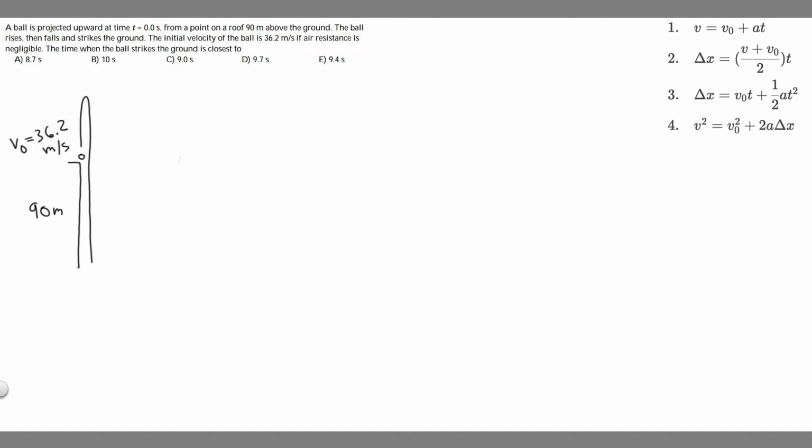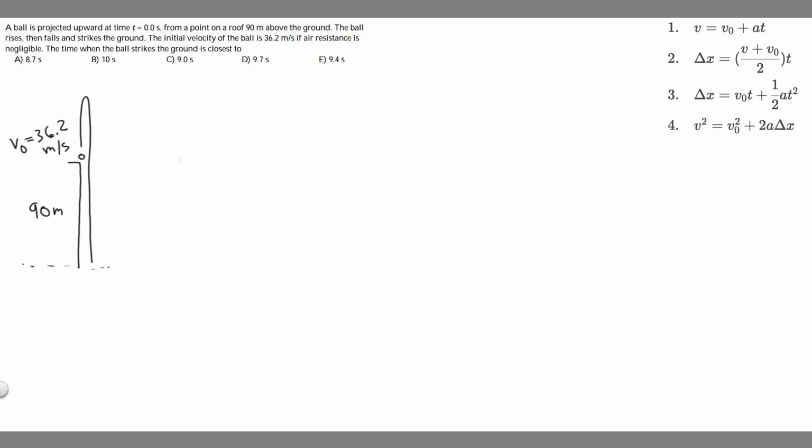So how do we want to solve this problem? First thing you always want to do, draw a diagram of what's going on. So we have this ball on this roof 90 meters above the ground. We know it's going to be launched at some velocity, which is 36.2 meters per second. It's going to travel straight up and then basically back down like this. It's going to strike the ground. And so what we're trying to do is find the time that this is going to take.